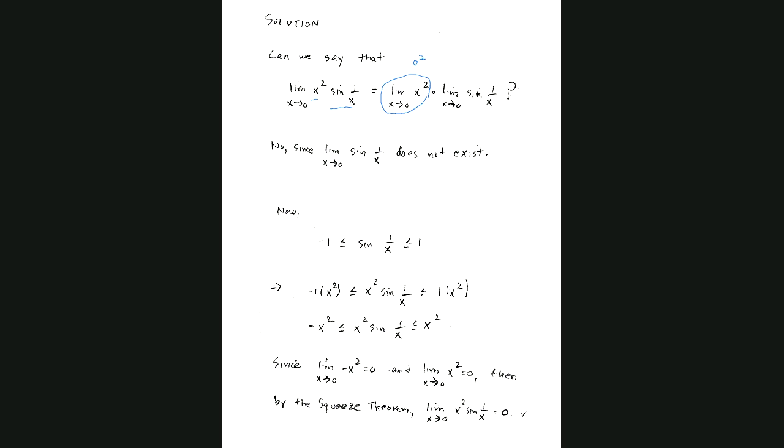But the second limit, as x approaches 0 of the sine of 1 over x, does that limit exist? No, that limit definitely does not exist, DNE. Because if you graph the sine of 1 over x on your calculator, maybe I can bring it up here.